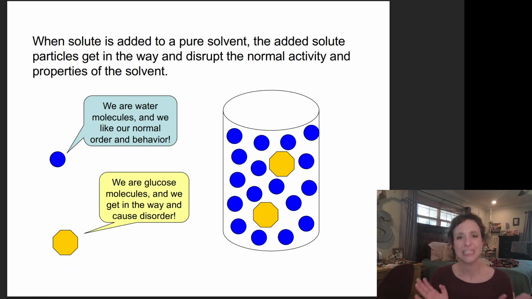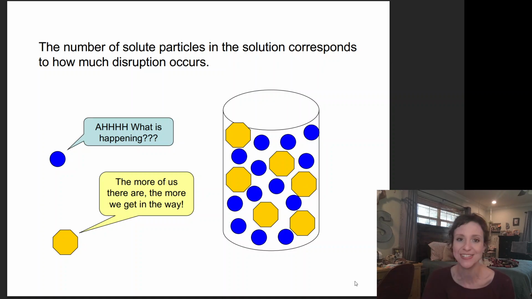Okay, so the way to kind of explain this is when I have a solute being added to a pure solvent, the added solute particles, y'all, they're going to get in the way in some way, and they will disrupt the normal activity of the properties of the solvent. Okay, so the little blue guy says, we are water molecules, and we like our normal order and behavior. This little hexagon guy says, we are glucose molecules, and we get in the way and cause disorder. Uh-oh. Well, now the number of solute particles in the solution will correspond to how much disruption occurs.